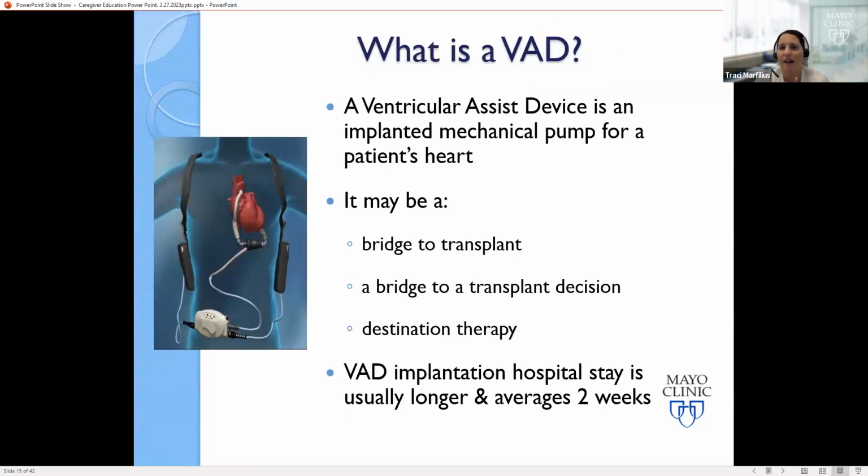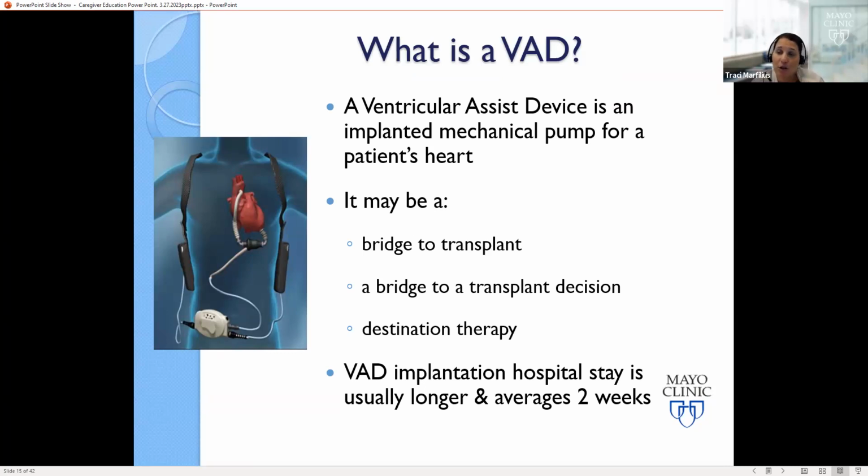So what is a VAD? A VAD is a ventricular assist device, which is an implanted mechanical pump for a patient's heart. When patients get these, it can be because of one of three things. It's considered a bridge to transplant. So a patient is obviously very sick. They need this to continue on that journey with transplant.